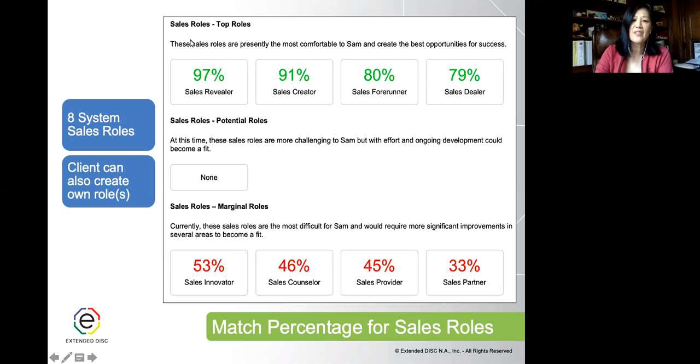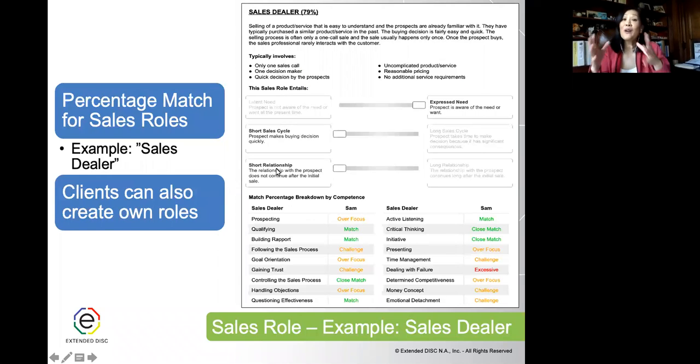Right. So sales role, very simple to understand page. Now, don't be intimidated by the next page, but once you understand it, I promise you it's very easy to read. It just looks like there's a lot of stuff on this page, but it all makes sense. So Markku, can you talk about this one that specifically focuses on the sales dealer?